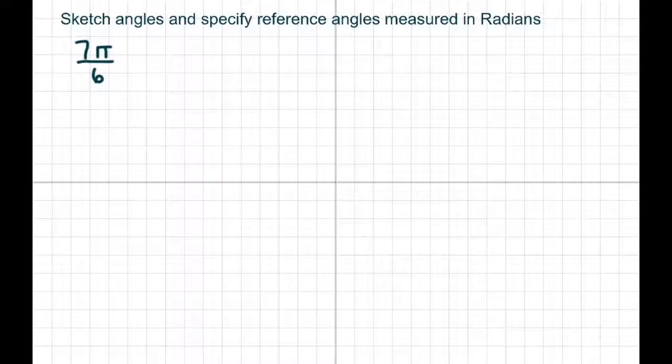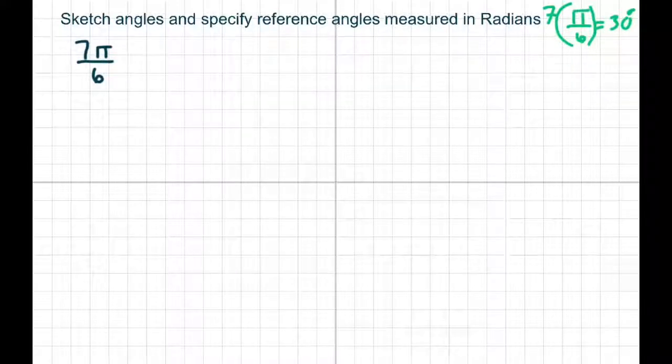The main thing you need to know about radians, if you're still not used to them, is that pi over 6 is 30 degrees. That will help you out. That just means we have 7 of them. We have 7 30 degrees. So that would be 210 when you draw it. Also, reference angles in radians would be in quadrant 1, between 0 and pi over 2.